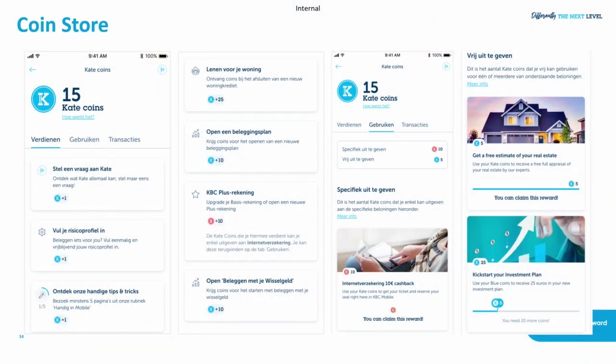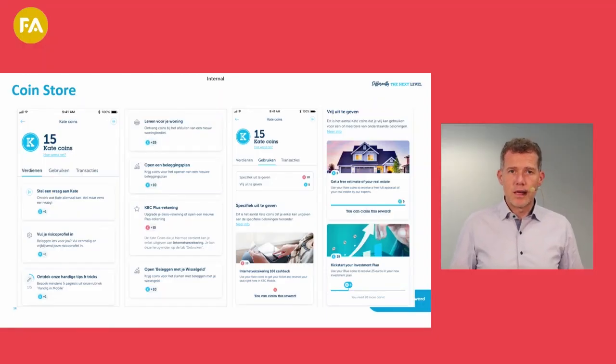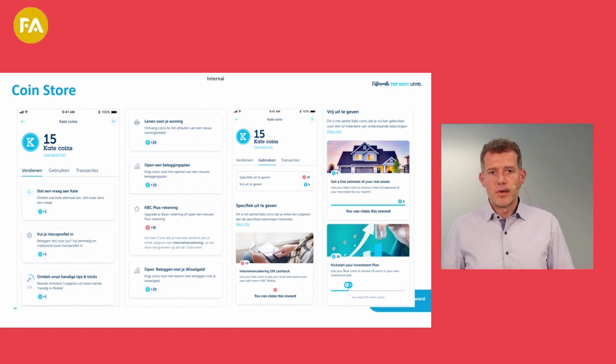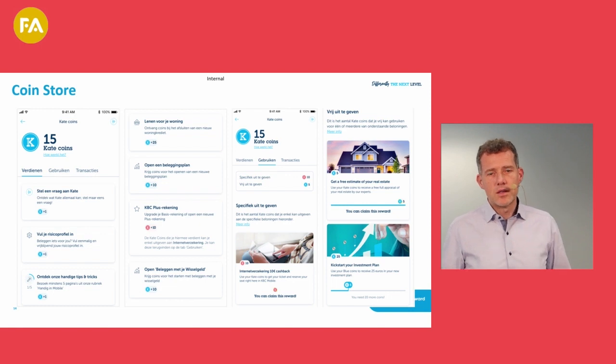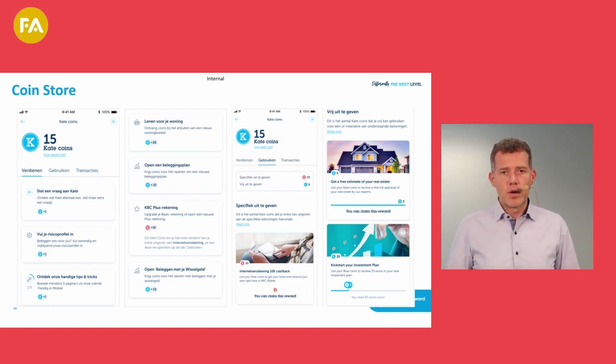This is an example of how it will look like when we go live. You have different ways to earn coins. You ask a question to Kate, our digital assistant, or you take a mortgage loan, you get Kate coins. And you see there in the red spot, if you open a KBC Plus account, you get 10 coins, but this is a red spot, and you see on the right, they are specific. So you can only spend them on an internet insurance. So here we apply the programmability.